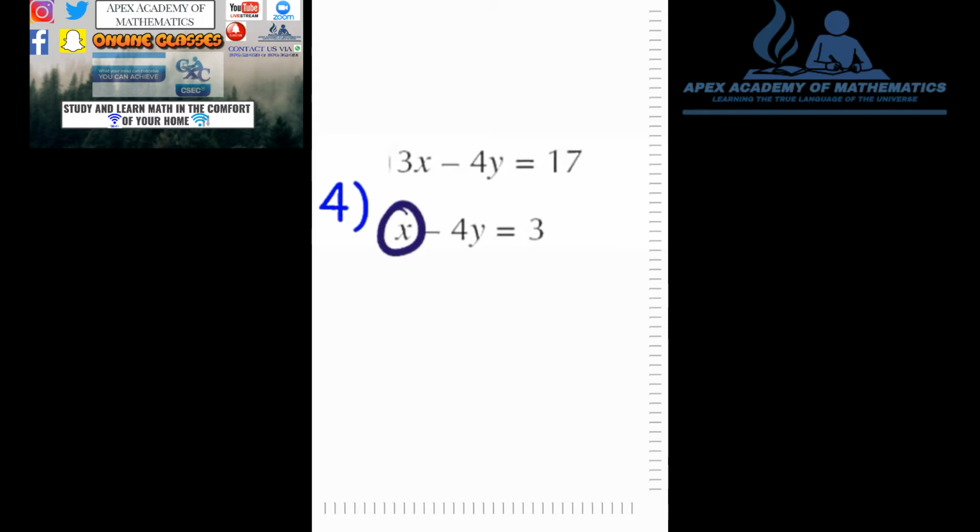Now, it's not that it doesn't have a number; the number in front of it is understood, and that number is 1. That's the best time to use the substitution method. As I said before, it's not that it's not applicable. If there was a number here, let's say 6, it's still applicable.